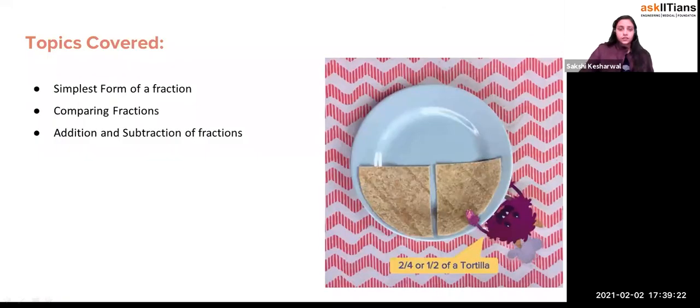Equivalent fractions. And then, on the last slide, I was teaching you the simplest form: write the fraction in the simplest form. That means you have to keep on dividing. So this is on this slide also. So let's start with it. Here we'll be starting with the simplest form of a fraction, comparing fractions, and addition and subtraction of fractions, right? So this is what we are going to do.